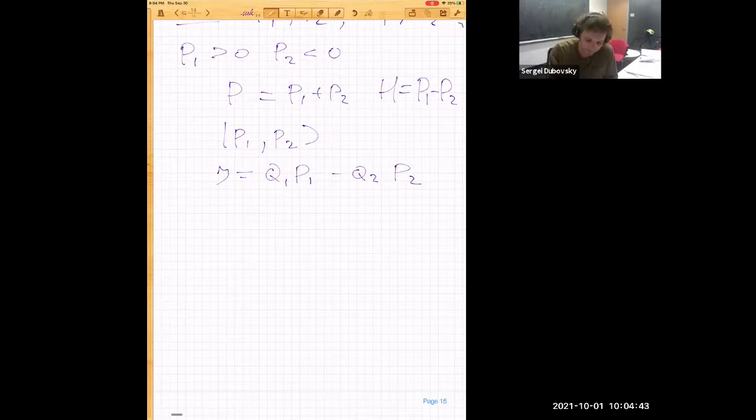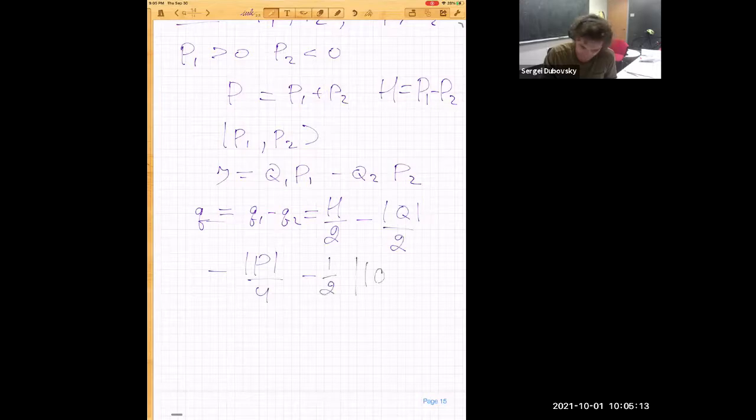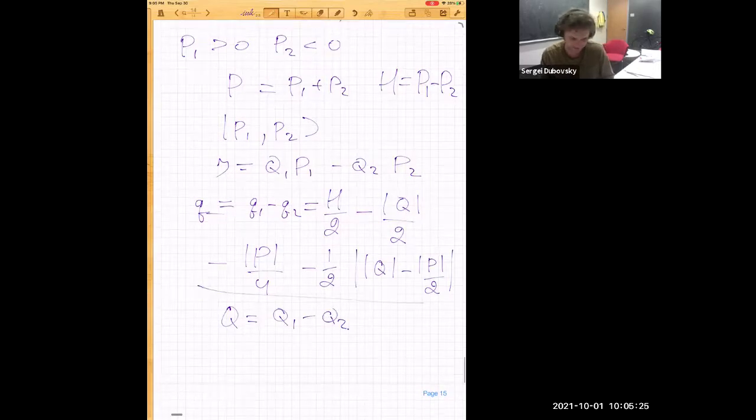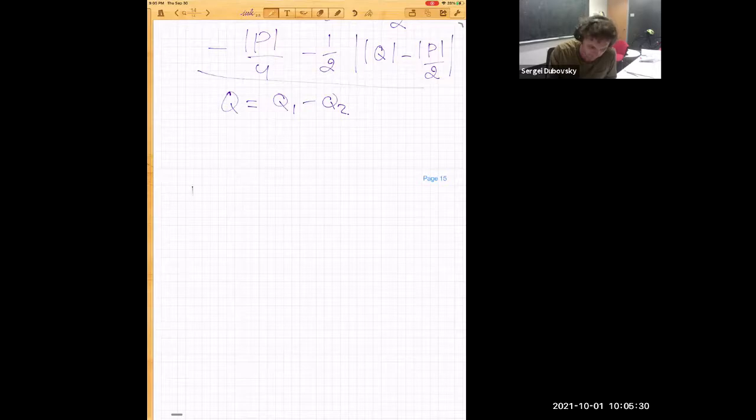So one should look at the expression for the physical q, the difference between the initial coordinates q1 minus q2. It is given by a somewhat scary expression: Q minus P over 4 minus 1/2 Q minus P over 2, where capital Q is Q1 minus Q2. So it looks a little bit scary. It gets simpler at P equals 0, in the rest frame. In the rest frame, it just takes this form: q is equal to H over 2 minus Q.